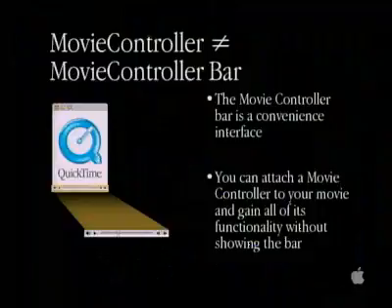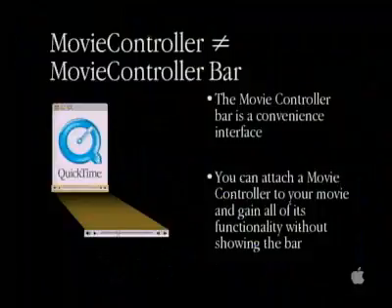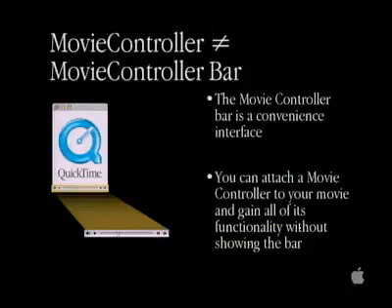A lot of developers have expressed to me that they're afraid to use a movie controller because they don't want that stock look. They don't want their application to look like everybody else's application. Well, a movie controller is not the same thing as a movie controller bar. I think the movie controller bar is fantastic because it puts a lot of functionality into 16 pixels. But if you don't want to use it, you don't have to. You can still use a movie controller without showing the bar. You can make it invisible and still use all of the functionality in this great object, this delegate object.